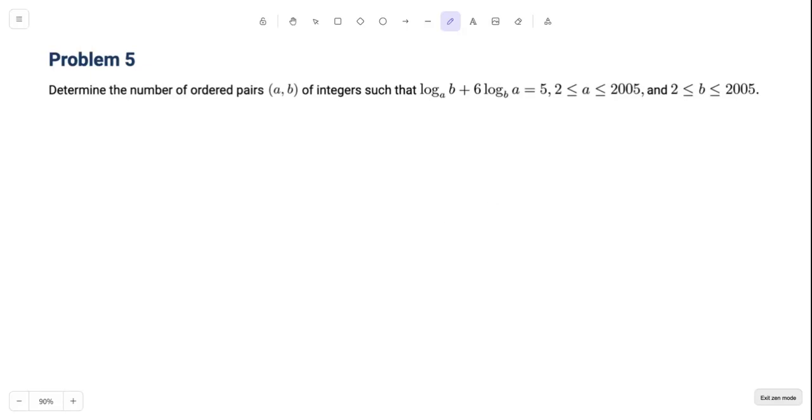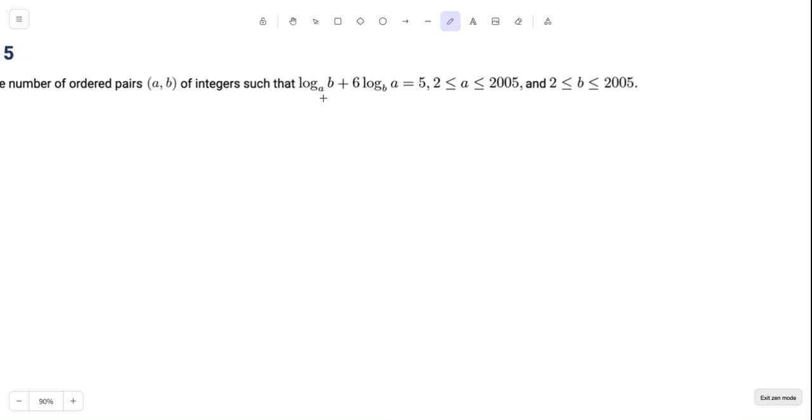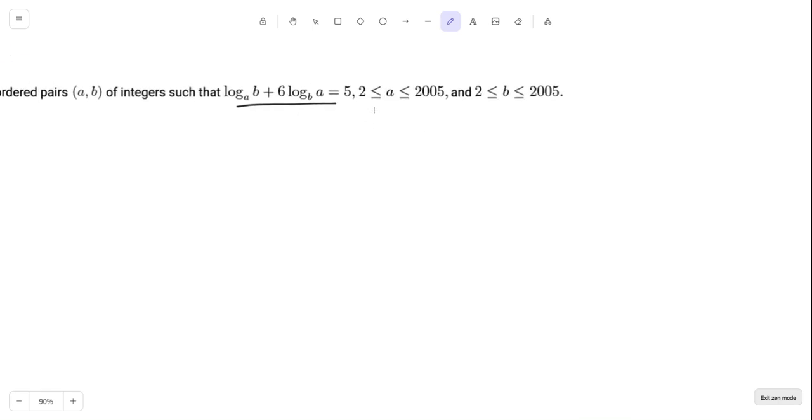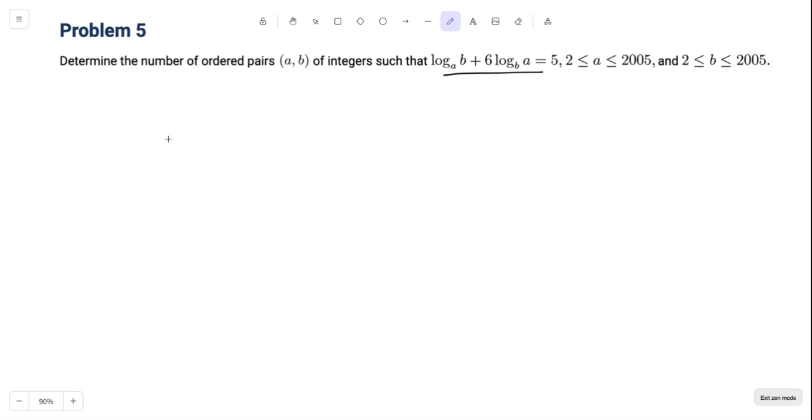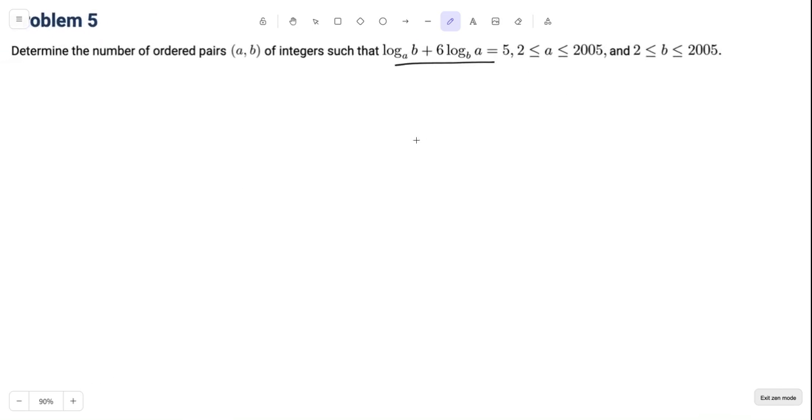I'm going to go over the 2005 AIME II number 5. Determine the number of ordered pairs (a, b) of integers such that it satisfies this logarithm equation, with a between 2 and 2005 inclusive, and same with b. Okay, so the number of ordered pairs of integers, okay, let me write this down.